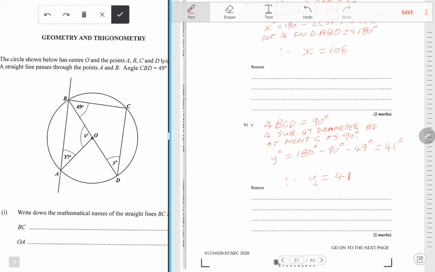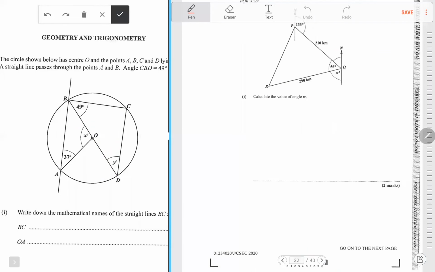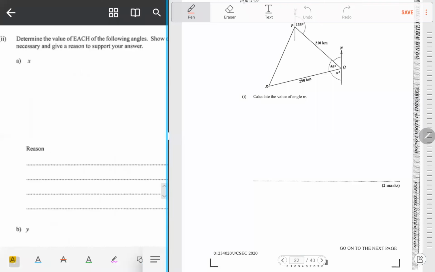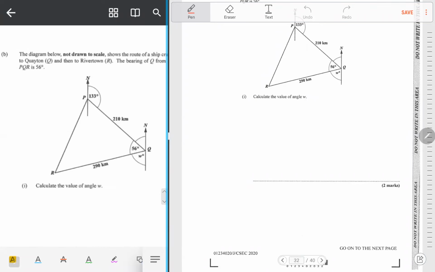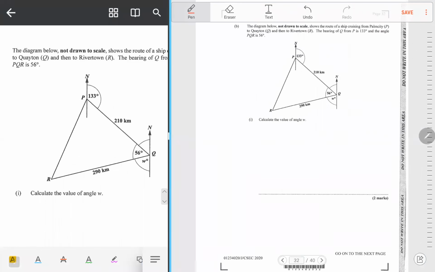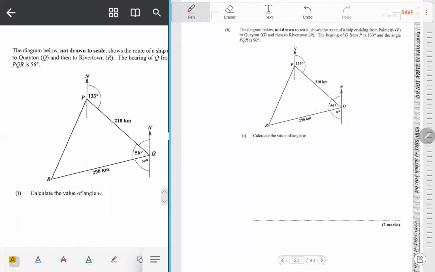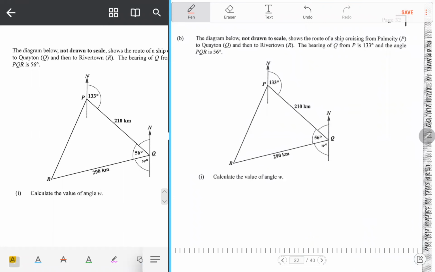So let's move on to the next part now. All right, so the next part now is this tricky question. It's a bearings question actually. Once you see a diagram with those north lines and stuff, you know it's bearings. Right, you automatically know that's bearings. All right, let's see what they're saying now.